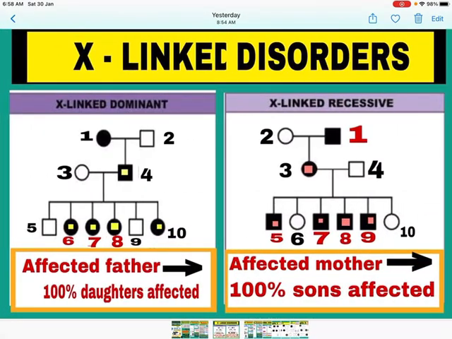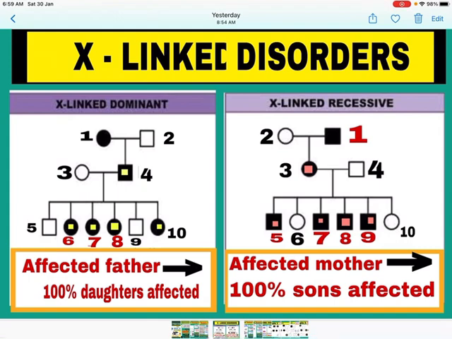Now let us summarize the two golden rules to identify X-linked disorders. See number 1, X-linked dominant. Here is rule number 1. The affected father, number 4, has all his daughters, number 6, 7, 8 and 10, affected. This means an affected father has 100% affected daughters. Note this rule number 1 for identification of X-linked dominant disorders in a pedigree.